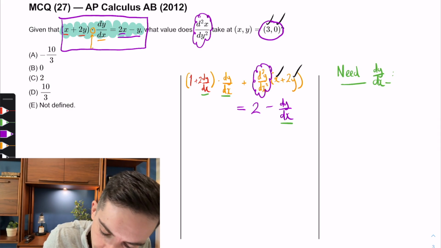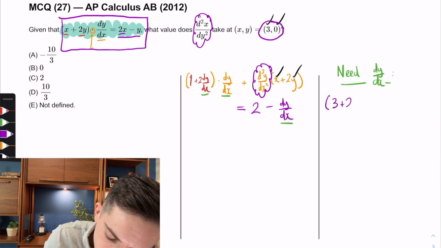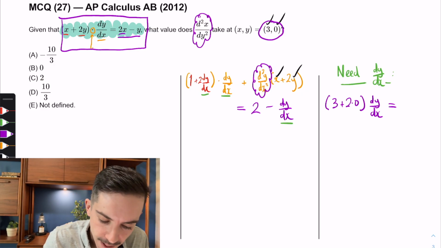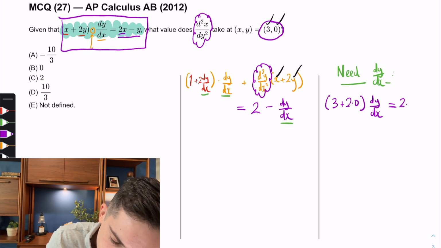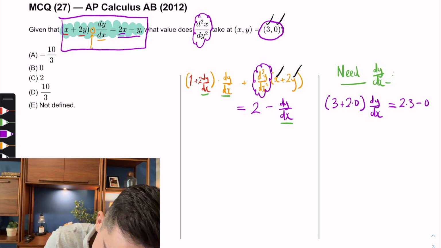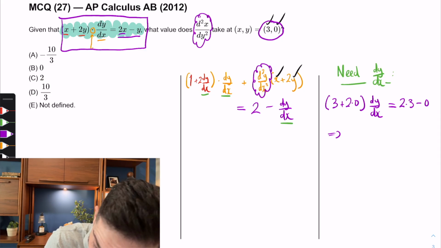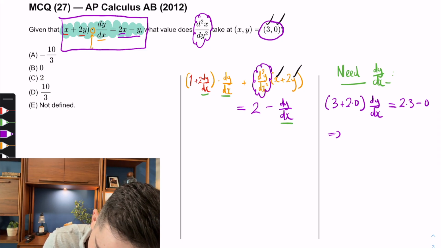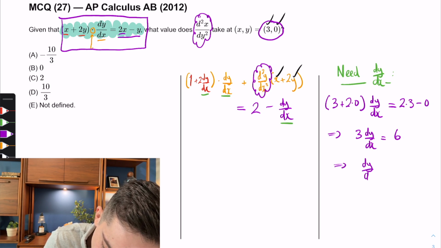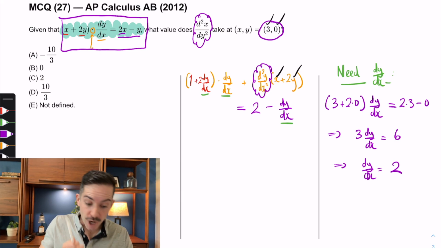So x plus 2y, that will be 3 plus 2 times 0 times dy by dx. That's going to be equal to the right-hand side. That is 2 times x. So 2 times 3 minus y, minus 0. So now I can simply rearrange to solve for dy by dx. So I will get 3 dy by dx equals 6. So if I solve for dy by dx, I will get dy by dx is 2. So now we're cooking, right?